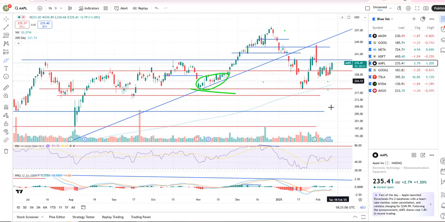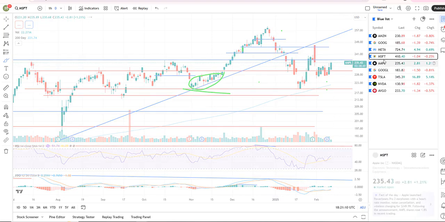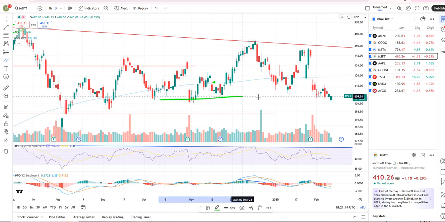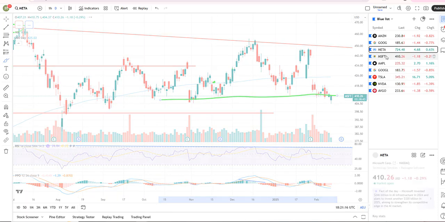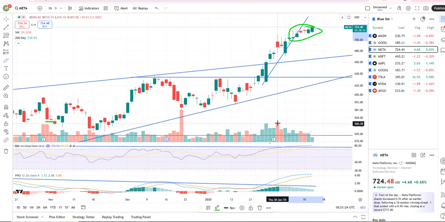Maybe not. Apple rallying a little bit. No technical change on that one. No technical change on Microsoft. Kind of just treading water at the lows, but no technical change. Meta, no real technical change either. You can see we've just been kind of floating higher on decreasing volume. Look at the volume dropping off. So that's volume divergence.